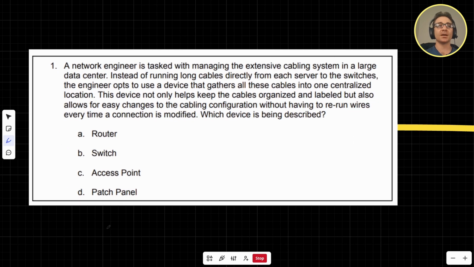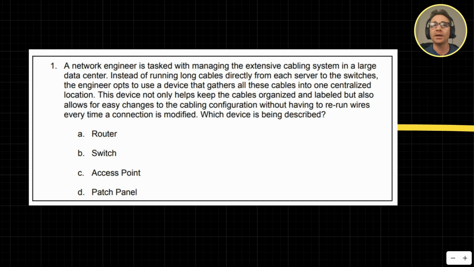Question number 1. A network engineer is tasked with managing the extensive cabling system in a large data center. Instead of running long cables directly from each server to the switches, the engineer opts to use a device that gathers all the cables into one centralized location. This device not only helps keep the cables organized and labeled, but also allows for easy changes to the cabling configuration without having to rerun wires every time a connection is modified. Which device is being described? A, a router, B, a switch, C, an access point, or D, a patch panel?